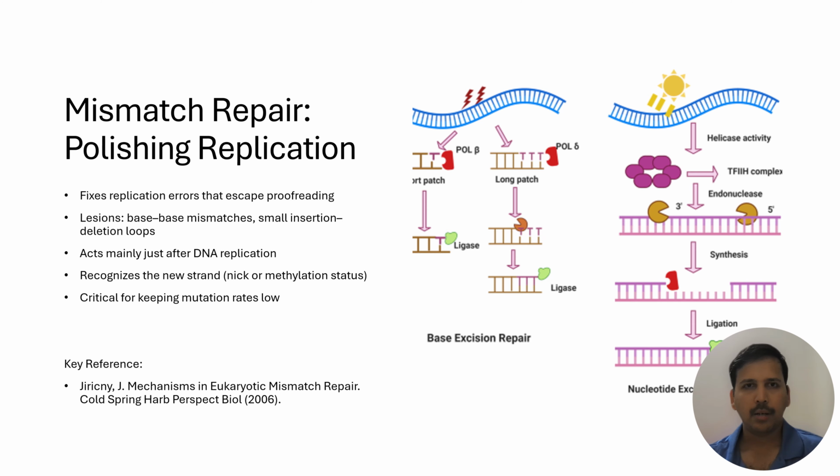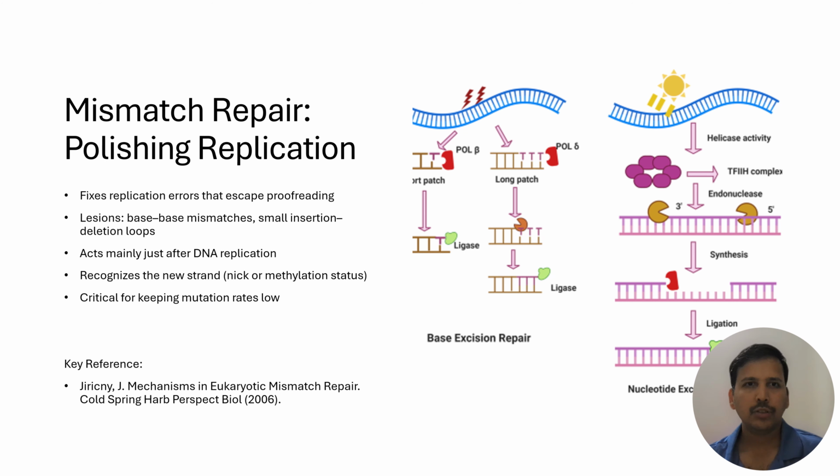Mismatch repair (MMR) is a quality control system that acts right after DNA replication. Even with high-fidelity polymerases and proofreading, a small number of mismatches slip through. These include wrong base pairs like G and T, and small insertion-deletion loops in repetitive sequences. If left unrepaired, these become permanent mutations in the next round of replication. MMR scans newly replicated DNA for these subtle mistakes.